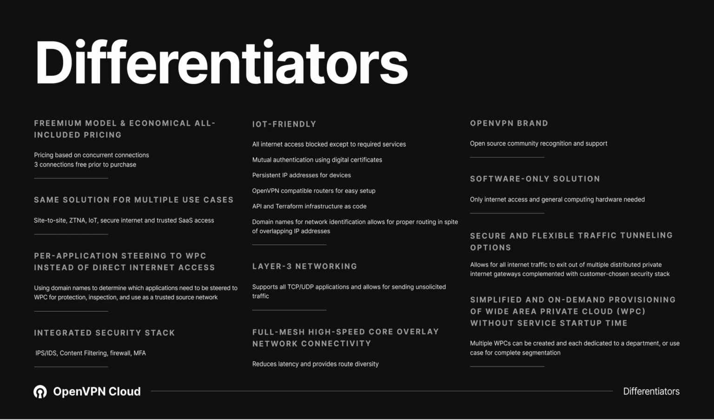Also, integrated security stack, you're going to have IDS and IPS, content filtering, firewall, MFA, all these already included into the product. Full mesh, high-speed core overlay network connectivity. Obviously, it reduces latency and provides route diversity. Multiple WPCs can be created for segmenting your networks for departments, use cases, anything that you may need to have different segments when it comes to your network. And IoT friendly, obviously, there are many others listed here, and you can see.